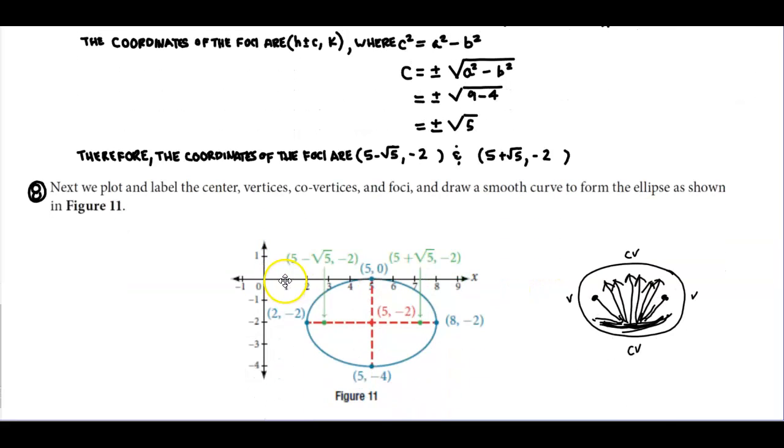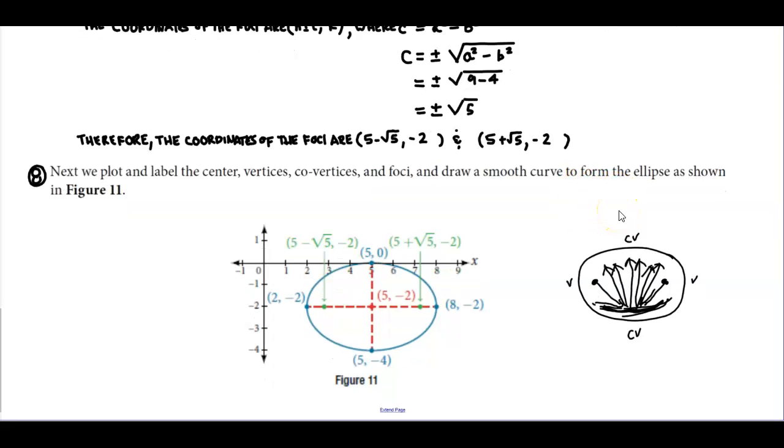And so now what we're going to do is plot and label the center, vertices, co-vertices, and foci, and draw a smooth curve to form the ellipse as shown. So here we have our vertices located at (2, −2) and (8, −2). We have our foci at (5 − √5, −2) and (5 + √5, −2). Our co-vertices are at (5, 0) and (5, −4). And of course we have the center at (5, −2).